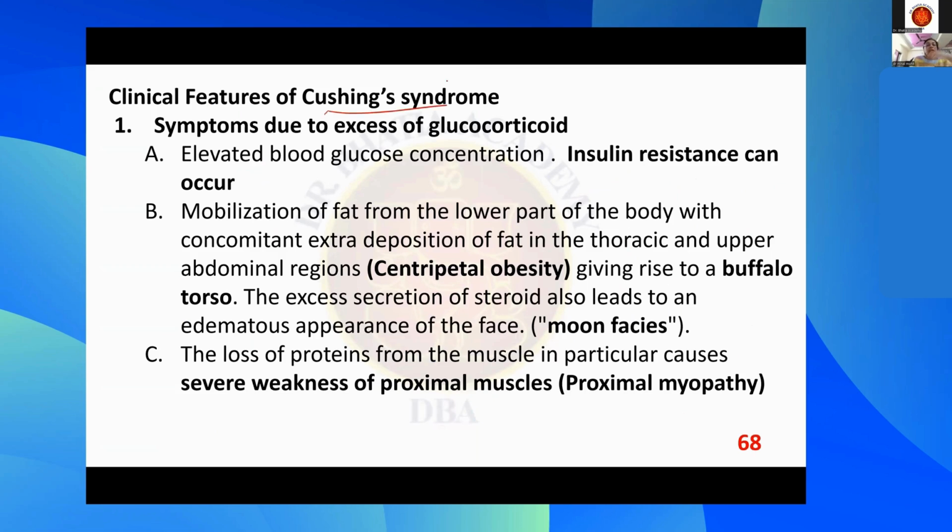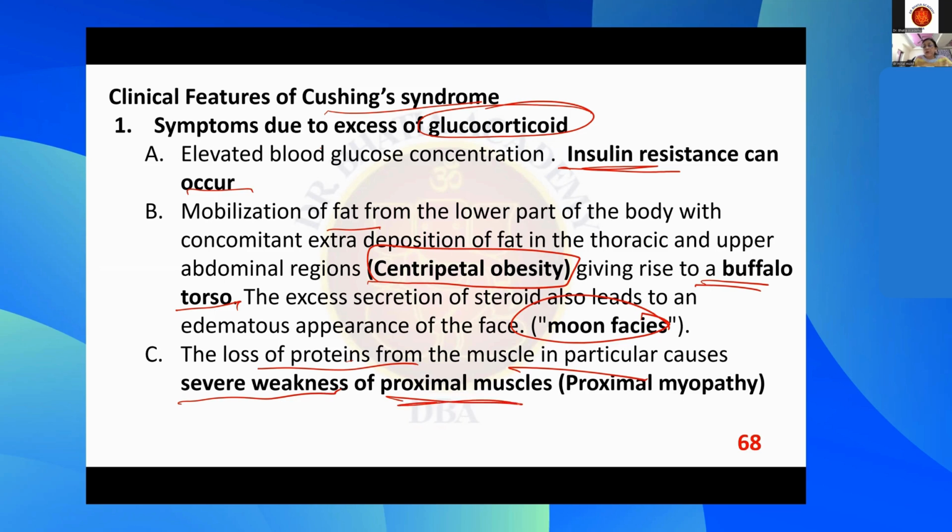Clinical features of Cushing, there will be symptoms of excessive glucocorticoid. That is hyperglycemia, insulin resistance, mobilization of the fat from the peripheral part of the body to the central part. So there is centripetal obesity, which is going to give rise to buffalo torso, moon facies. There will be loss of proteins from the muscles, causing severe weakness of the proximal muscles, that is proximal myopathies.